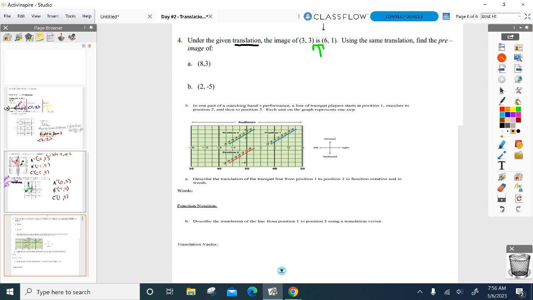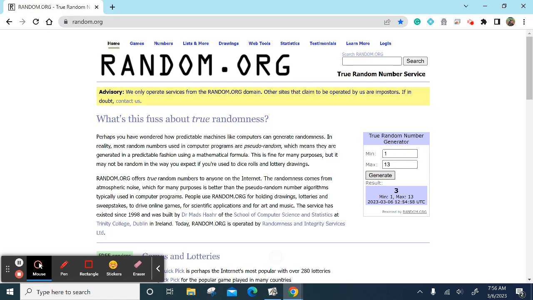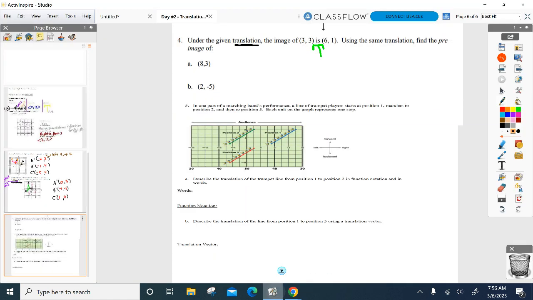Left, right, up, down, and how many units? 3, 3 to 6, 1. What was my rule? Right 3. Yep. Up 2. You went from 3 to 1, right? Down 2. So 3, -2. There's my rule.